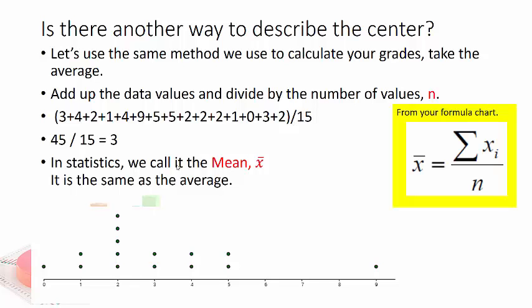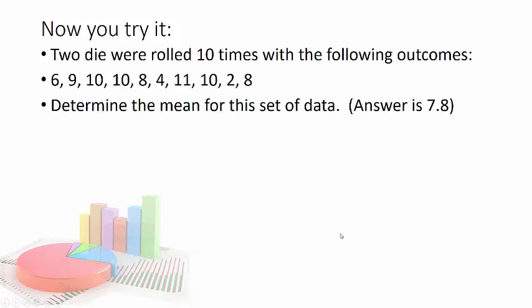And on your formula chart, this is what you're going to see. X bar equals, and this funny looking thing here is called sigma, which means sum of, or add all of these up. These are the individual data points. So X bar, or the mean, equals the sum of the data points, add them all up, and then divide by however many data points we have. Go ahead and pause this and see if you can find that the mean for the set of data we had before for the 10 dice rolls is 7.8.